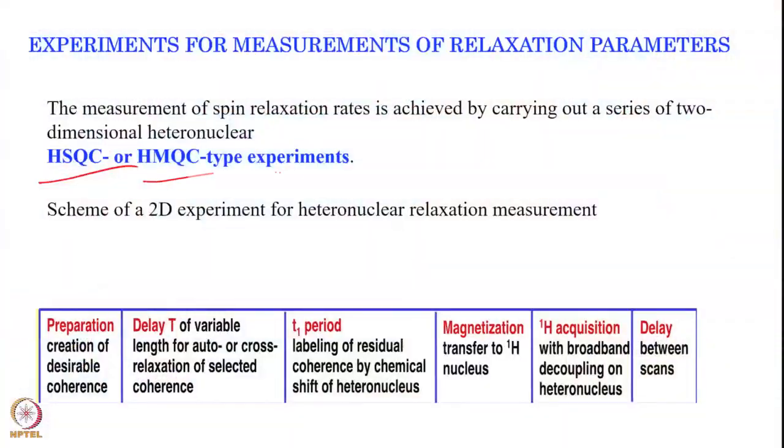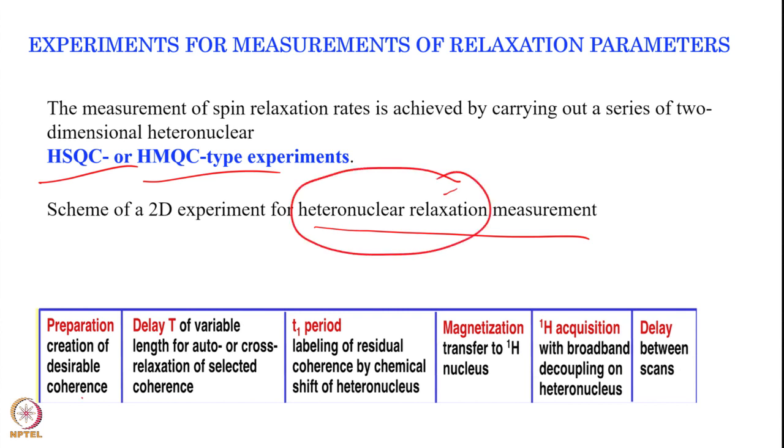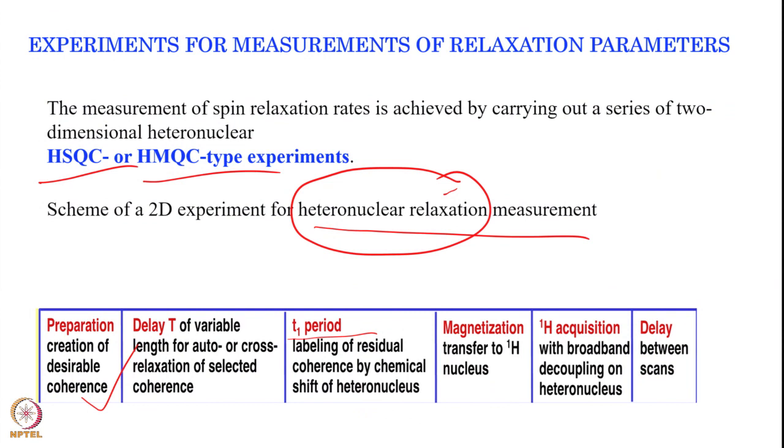Typically, whatever we have learned, HSQC or HMQC based experiments can be utilized for understanding the relaxation rates like T1 and T2 or even NOE. The concept is that we plug in these parameters so that we can determine T1, T2 or NOE from these HSQC or HMQC based experiments, doing a heteronuclear correlation experiment for determining heteronuclear relaxation. Essentially we start with a preparation of the desired coherence, then invoke the T1 delay for autocorrelation or cross correlation, and then we encode the frequency. Then we transfer the magnetization to the proton nuclei, acquire on proton, and give a delay like a D1 delay between the scans.